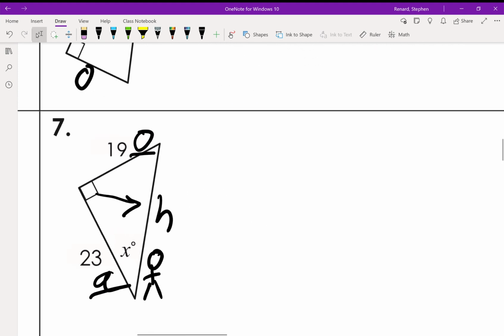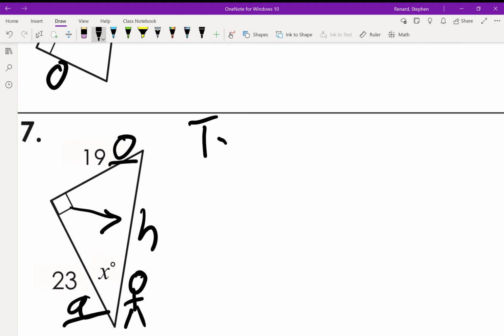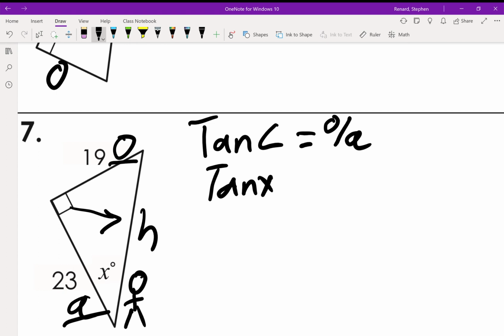So here, we know that the tangent of an angle equals opposite over adjacent. Now here, the variable is that x right there. We know that's going to equal 19 over 23. So I'm going to break this down a little bit more than I normally would because, frankly, from here on out, you can actually do the whole thing on your calculator. I'm going to go 19 divided by 23.